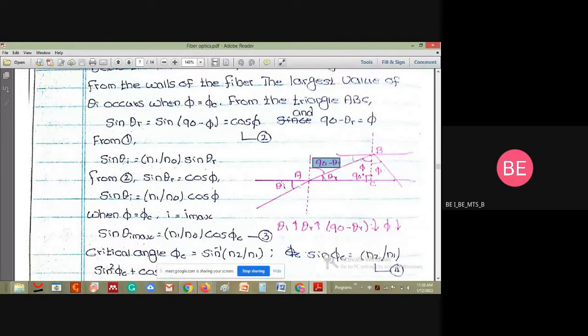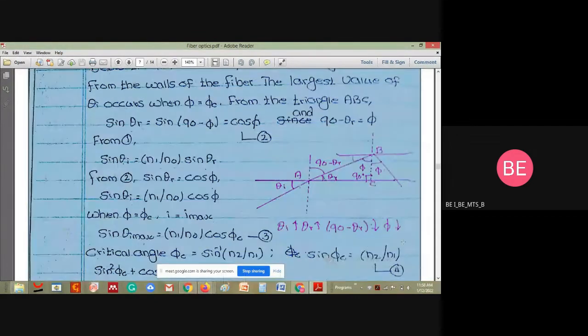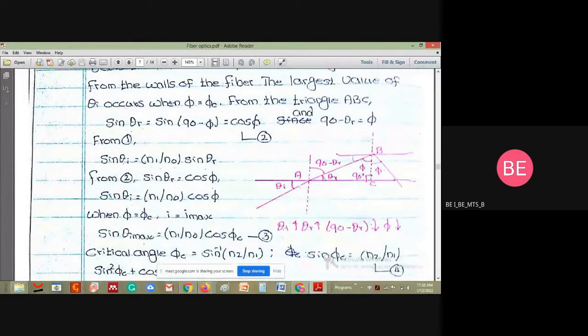According to Snell's law, if the angle of incidence increases, the angle of refraction increases, right? So when theta I increases, theta r also increases. When theta r increases, 90 minus theta r will decrease. As a result, if 90 minus theta r decreases, this angle, which is equal to phi, will also decrease. So if you increase the value of the angle of incidence at the point A, the angle of incidence at the point B will decrease, right?